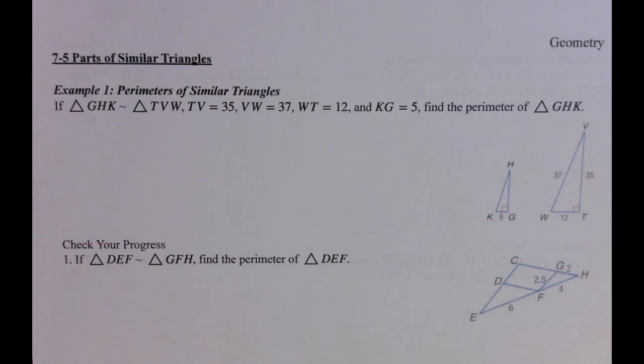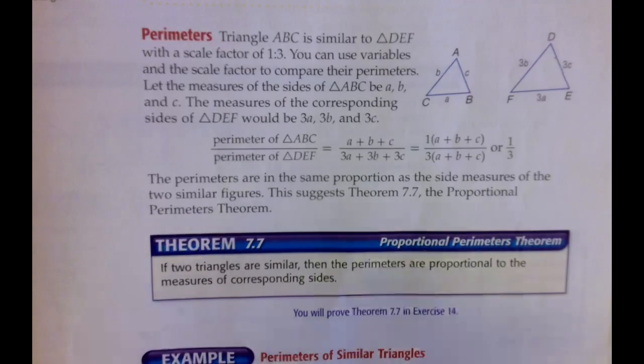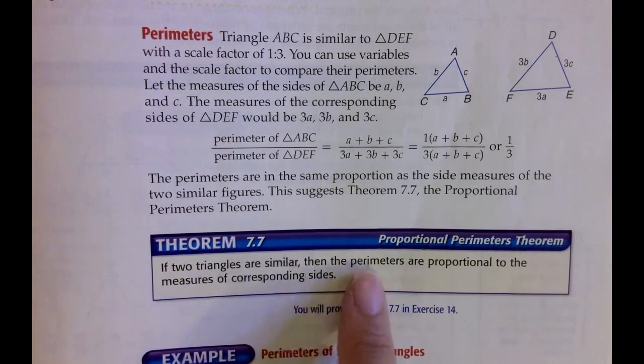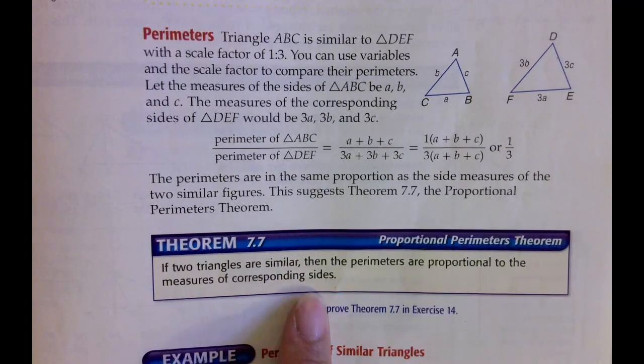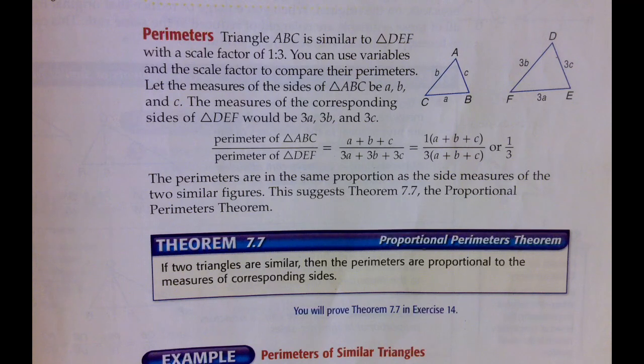Hi guys, so today we're doing parts of similar triangles, and before we get started with our first example, let's talk about the perimeter of similar triangles. What we know about similar triangles is that if two triangles are similar, then the perimeters are proportional to the measure of the corresponding sides. It means that it has the same scale factor, they are proportional. So if it's 2 to 3, then the perimeters will also be 2 to 3.